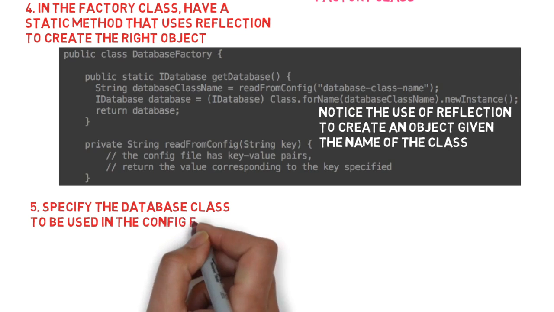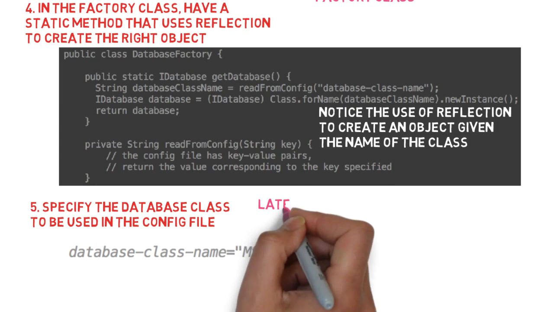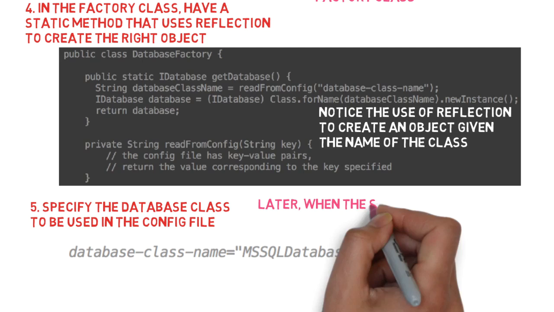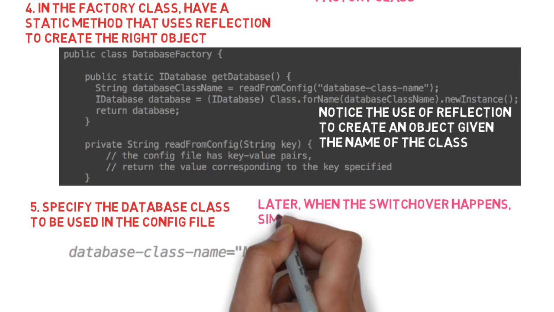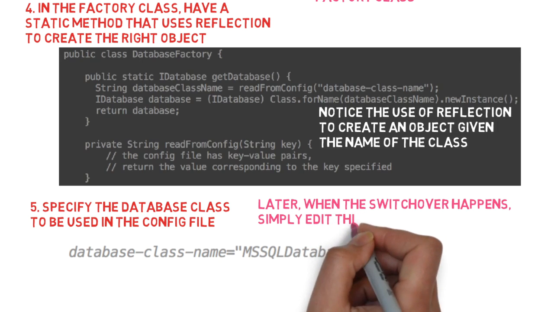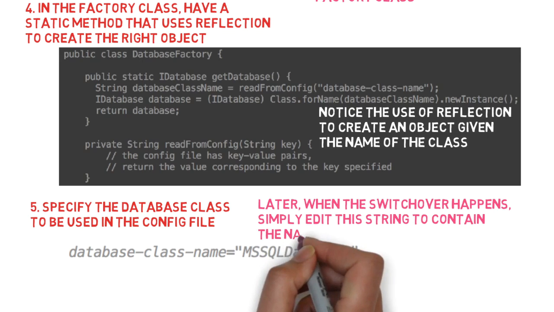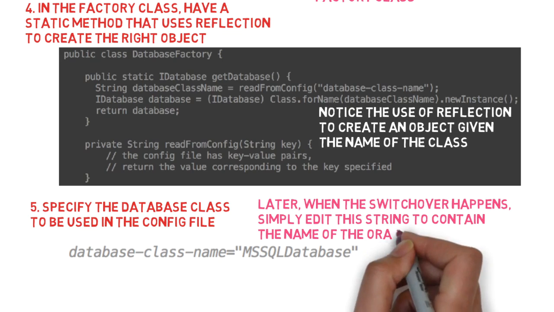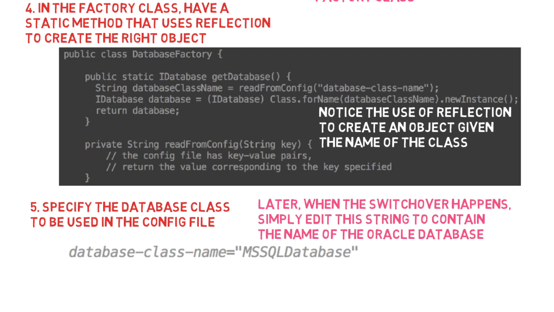Now we have to get the class name from the config file. The config file, as we discussed earlier, consists of a whole number of key value pairs. We can specify the database class name with database-class-name as the key, and initially the MS SQL database as the value. Later, once the switchover has happened, we simply edit the config file to change the name of this database class name key to point to Oracle database. So the value now becomes Oracle database.